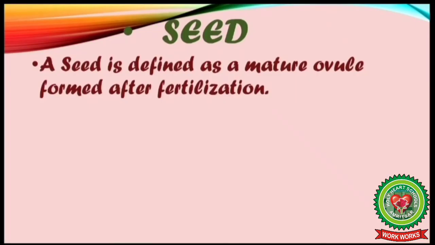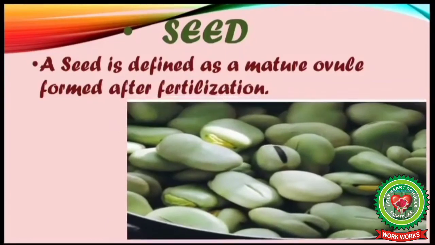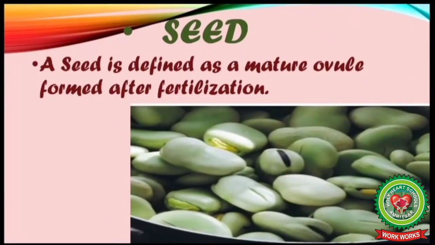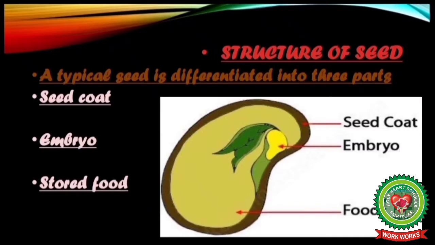In the life of flowering plants, seeds are very important structures as they help in the formation of new plants. A seed is defined as a mature ovule formed after fertilization. In addition to the development of plants, seeds also help in the dispersal of a species as well as overcoming the unfavorable conditions. So now let's discuss the structure of seed in detail.